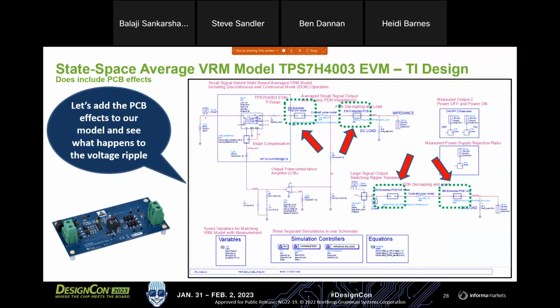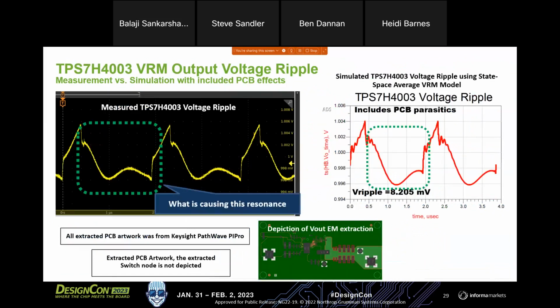Here we have 2 pieces that we're looking at, right? Because the top part is the small signal model and the bottom part is the large signal model. And so I added those pieces in there and hit simulate again, and boom, what do you know? There's that artifact right there in our simulation that's showing up in our measurement. So we have a pretty decent correlation here.